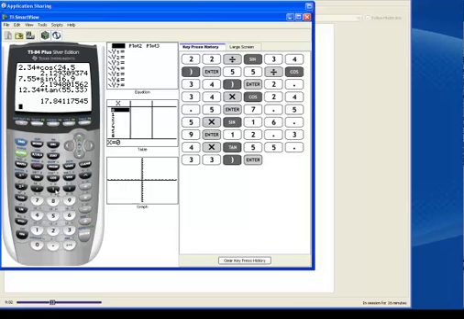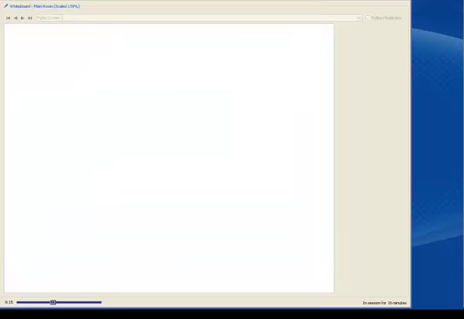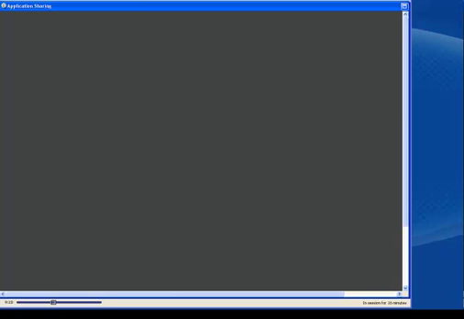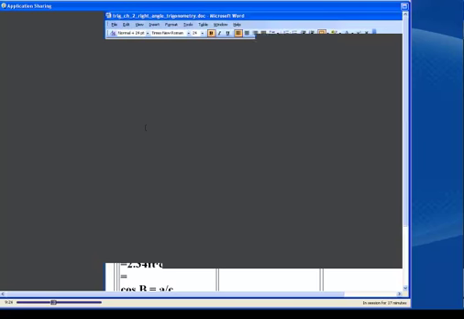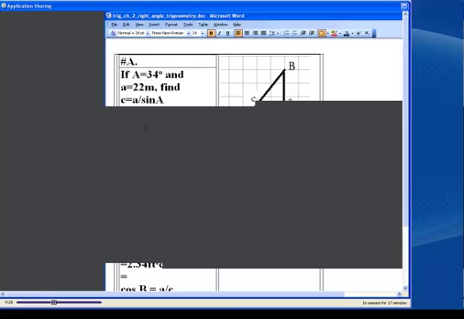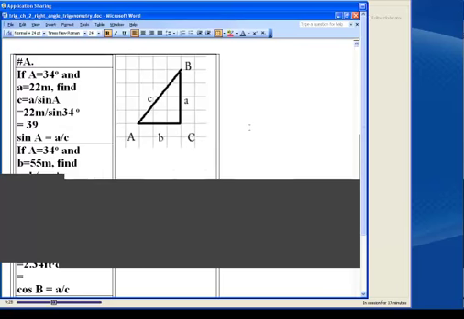I'm looking in the book and perhaps I made a mistake. Let me double check that. What went wrong? I'm going to go back to Word for once. The first four results were correct, so I'm going to plug them in. So this one here was 39 meters.